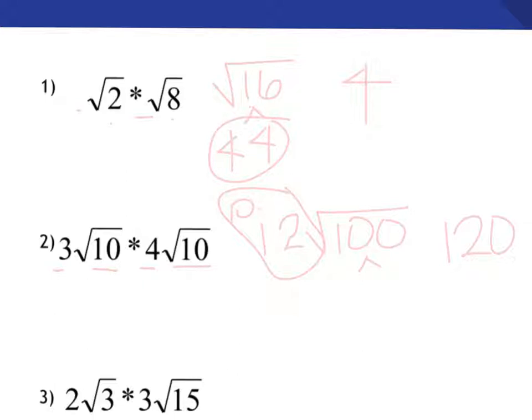Take a look at the last one. I've got 2 times 3, which is going to give me 6, and then 3 times 15, which is going to give me radical 45.